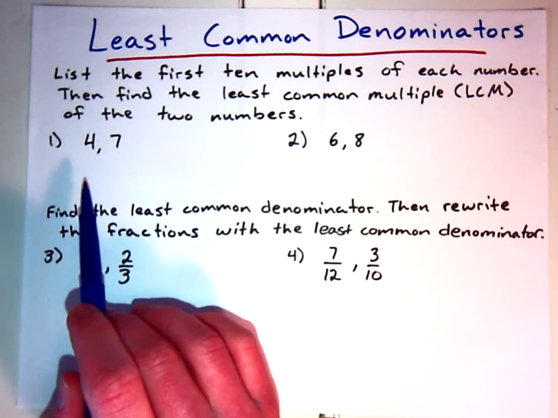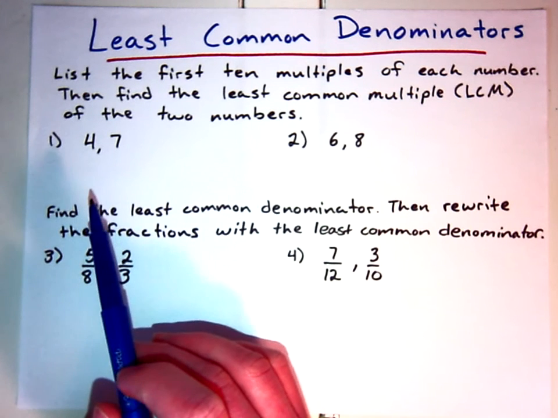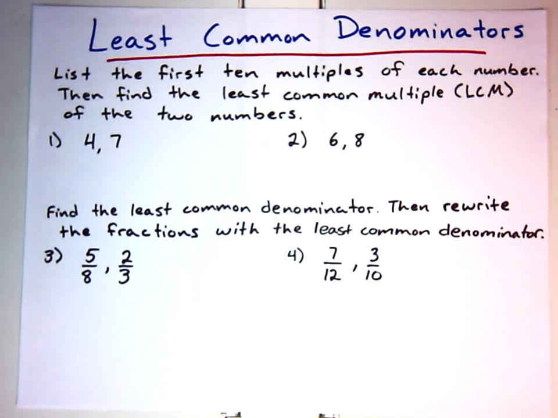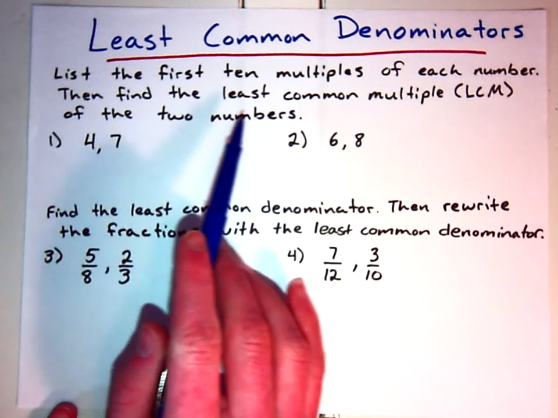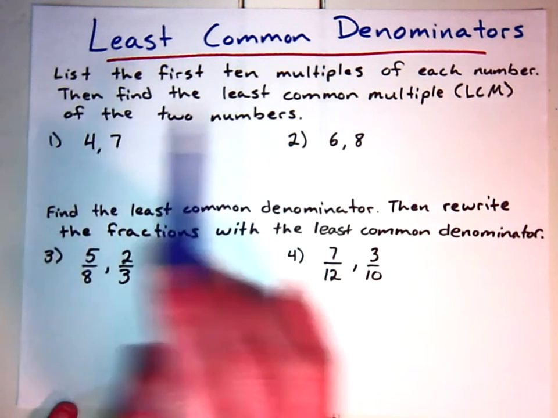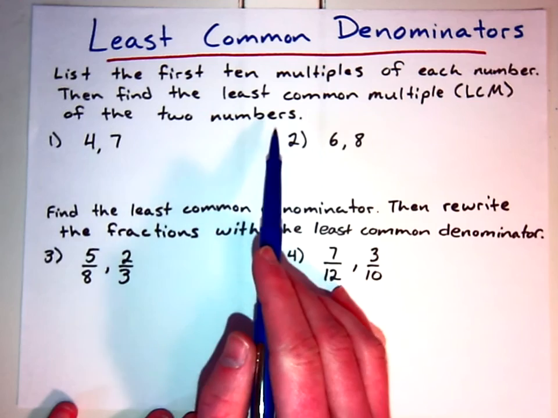And then when we get into least common denominators, we're looking at the denominators and finding the least common multiple of those denominators, okay? So, in this first section, it says list the first 10 multiples of each number, then find the least common multiple, or the LCM, of the two numbers, okay?